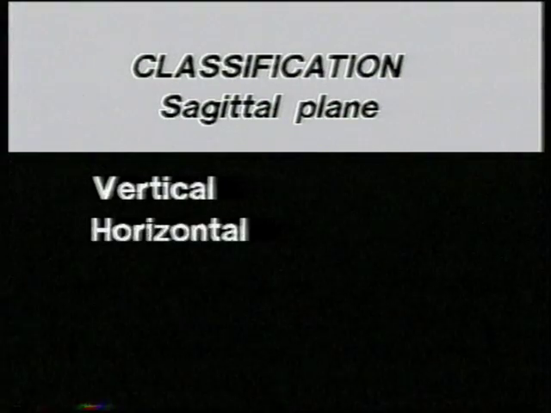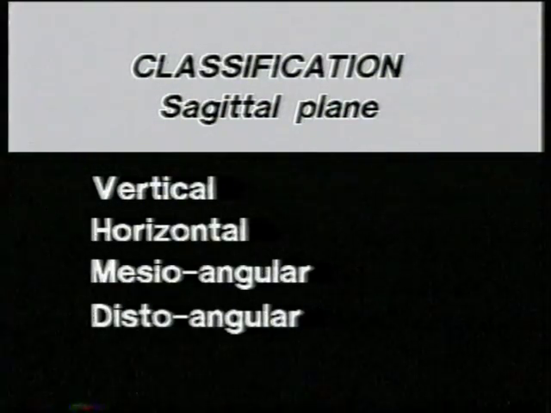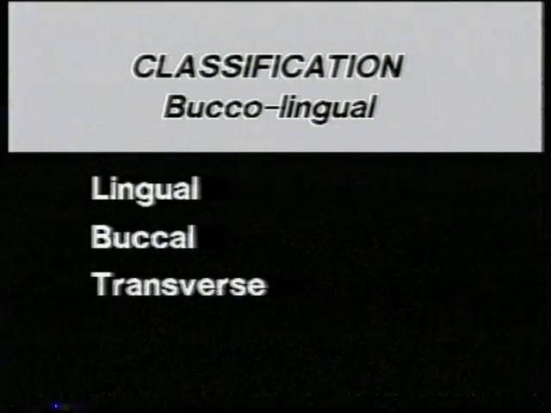So far we have dealt with the traditional method of classifying the types of third molar impaction. In the sagittal plane, there are 4 types: vertical, horizontal, mesioangular, and distoangular. In the buccolingual plane, there are 3 types seen: lingual version, buccal version, and rarely transverse. Remember that these can get together in an assortment of combinations.